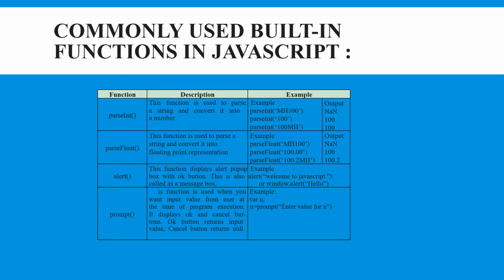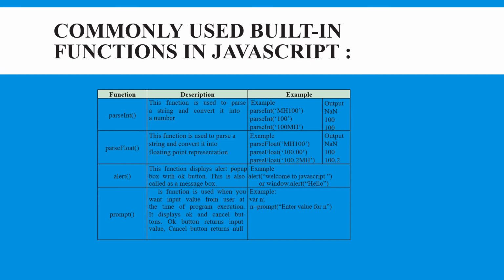For example, parseInt of mh100, the output is NaN because it is a combination of alphabets and numbers. parseInt 100, so it is 100. parseInt of 100mh and the output is 100 because it takes only the number. In the first example, the alphabets came first, so it is not taking the value after it. When you write the number first and then letters, it takes the number first.